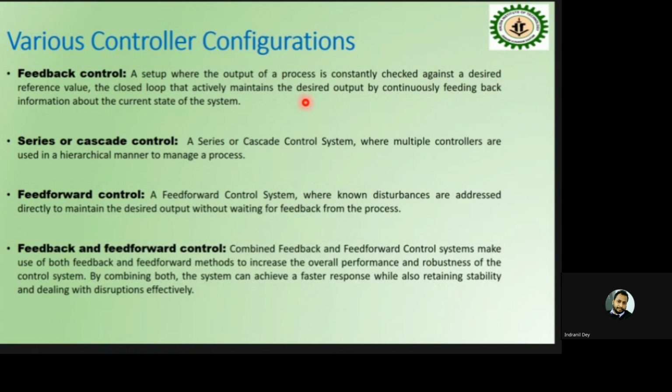So next is a cascade control. It is a series or cascaded control of multiple feedback loops where they are connected in a hierarchical manner such that it can most precisely manage the process.